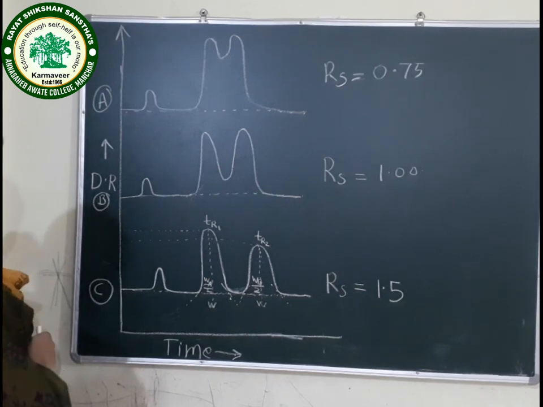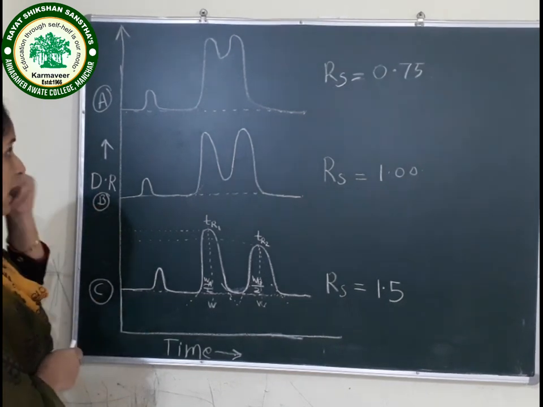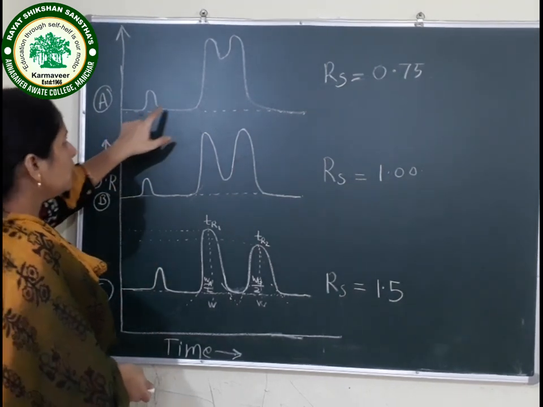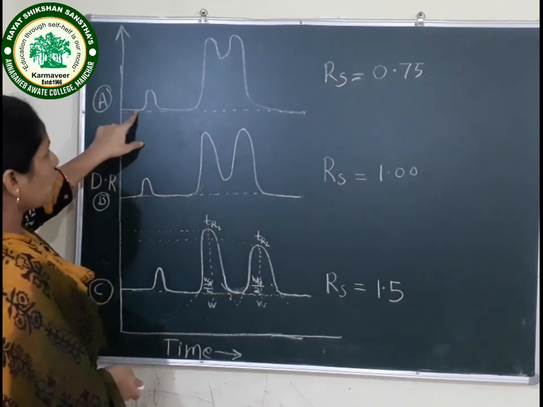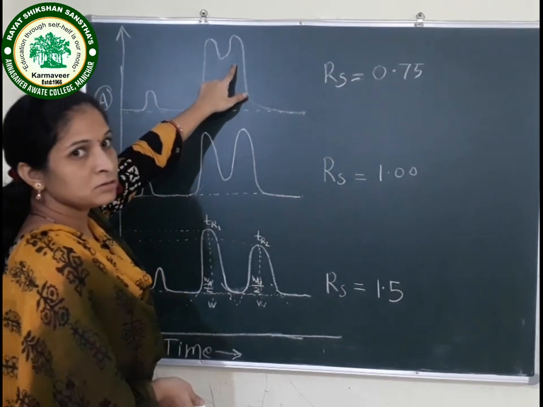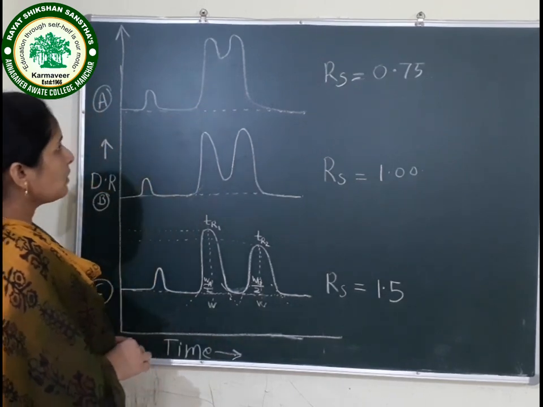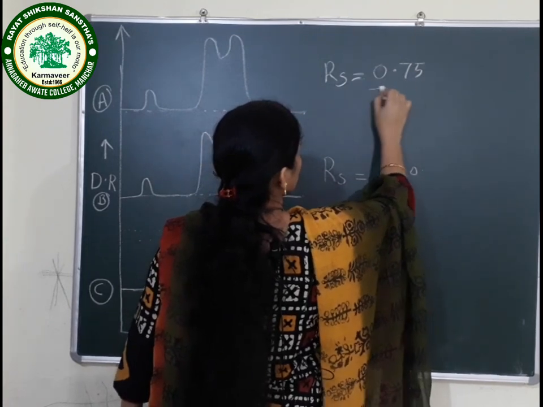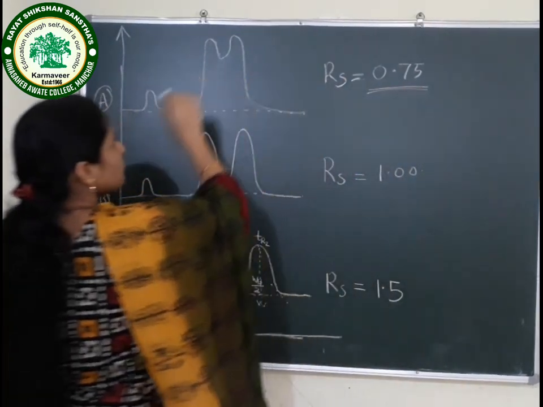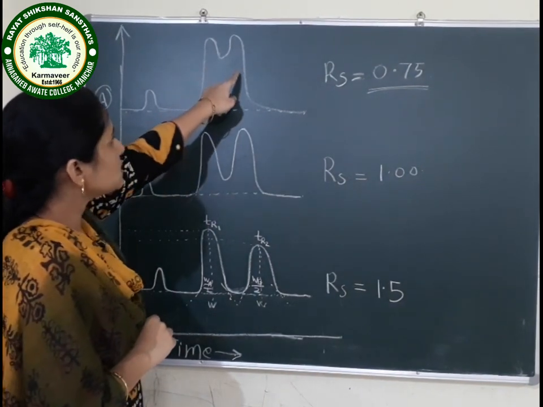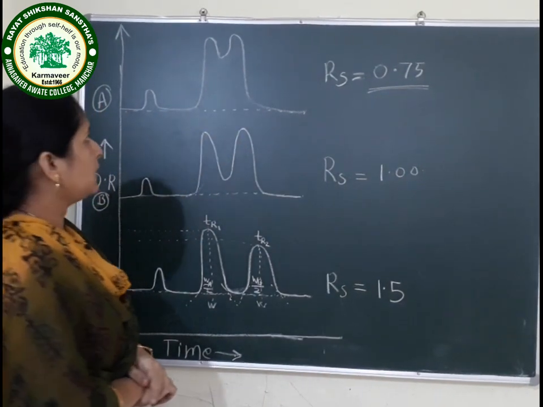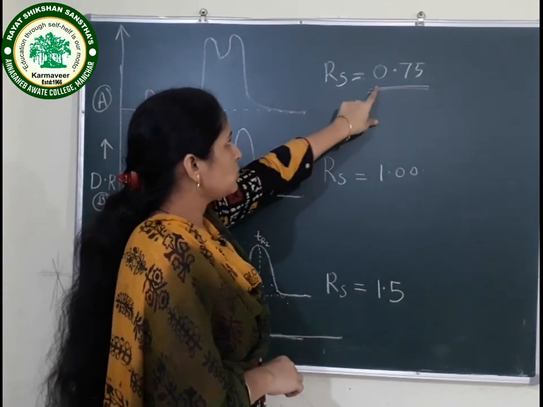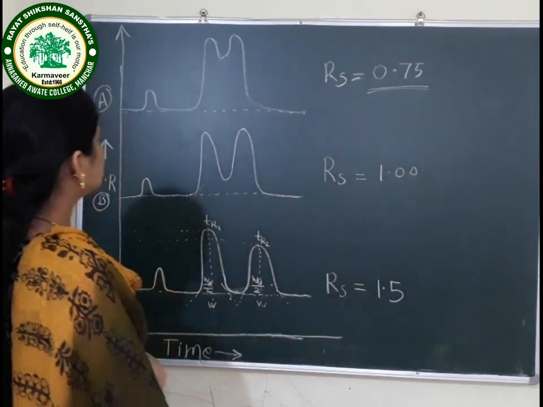When we get this graph of detector response versus time, now see the A graph. In this A graph of chromatogram, we get the merge peaks. Due to this merge peak, the RS value will be low. This low RS value indicates that the resolution is very less. The two components are not very well separated. They are not separated from each other because this RS value is 0.5.